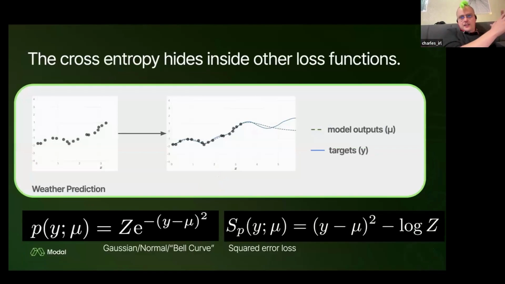But it's actually the case that this cross entropy is hiding inside all the other loss functions that we use. So if you've done ML in the past, then you've probably done linear regression, linear fits. It's an Excel function to fit a line to something. And when you do that, you actually do end up calculating a cross entropy. It's just kind of hidden.